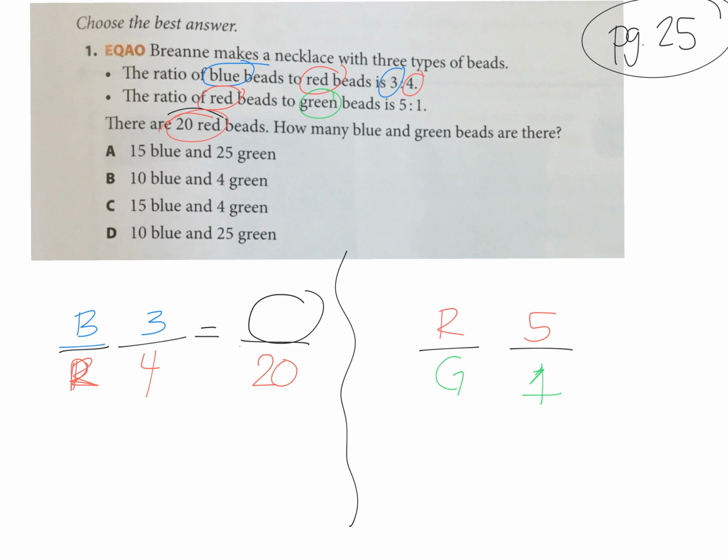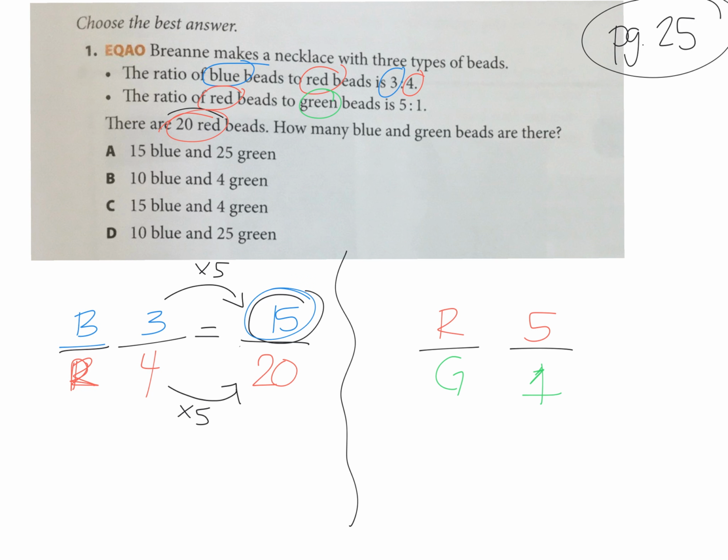This is called a proportion. There's 2 ways we can do this. We can figure out, how do we get from here to here? 4 times what gives you 20? 5. Same thing. Multiply it by 5. 3 times 5 equals? 15.